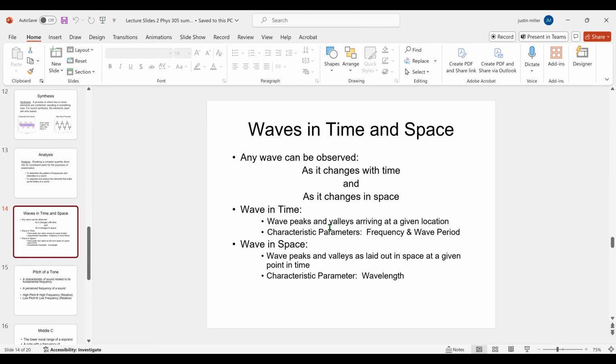We've got some wave in time, where when we talk about waves in time, we have the characteristic parameters being the period of the wave and the frequency of the wave. Those are two time correlations there. If I take a snapshot of a wave, I have a wave laid out in space, and then the characteristic parameter that I can extract is the wavelength. And from either of those, we can get more information.